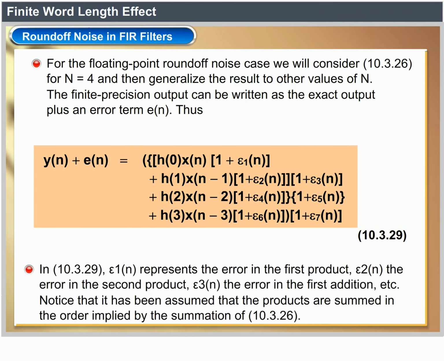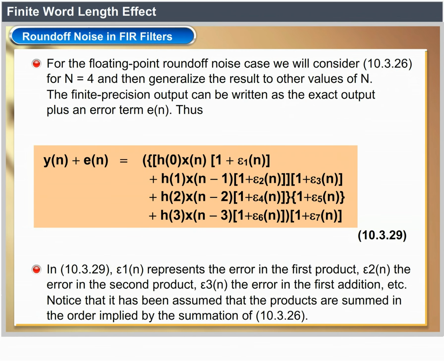In 10.3.29, epsilon 1 of n represents the error in the first product, epsilon 2 of n the error in the second product, epsilon 3 of n the error in the first addition, etc. Notice that it has been assumed that the products are summed in the order implied by the summation of 10.3.26.